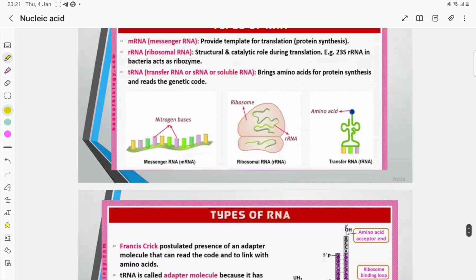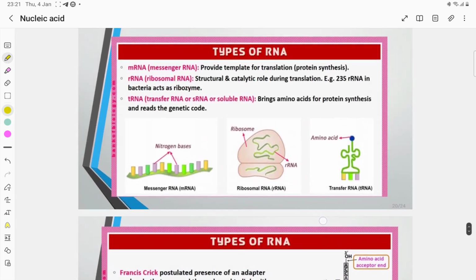Okay, the RNA is a single helical, single stranded structure, and the main role of RNA in most cases is to help in protein synthesis, either directly or indirectly, by making proteins. Okay, there are three types of RNA.